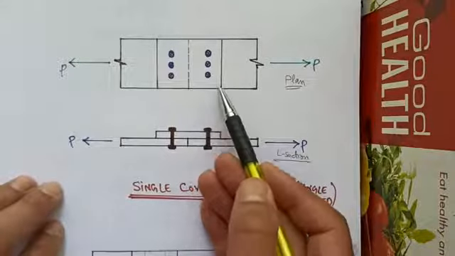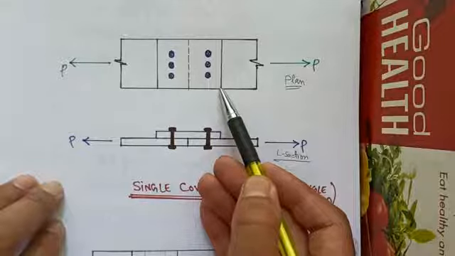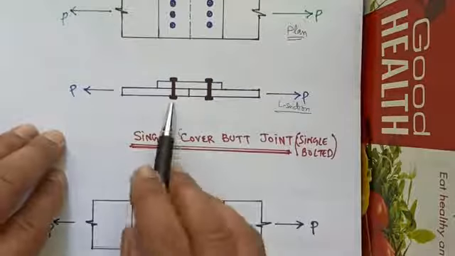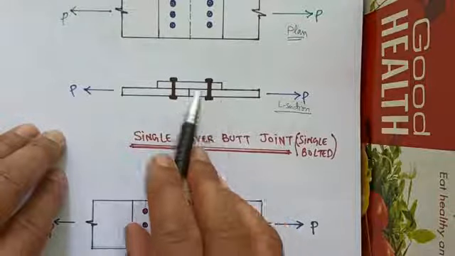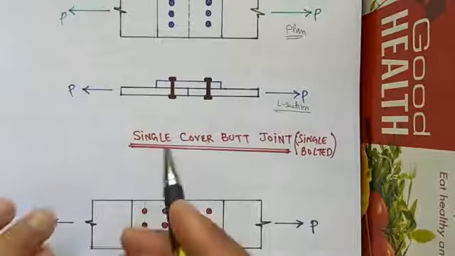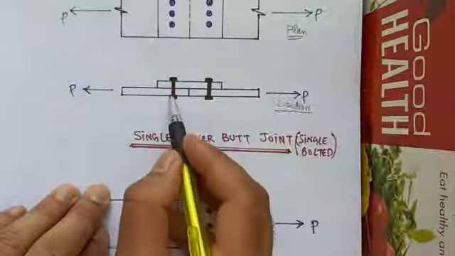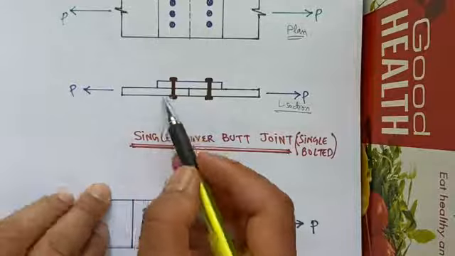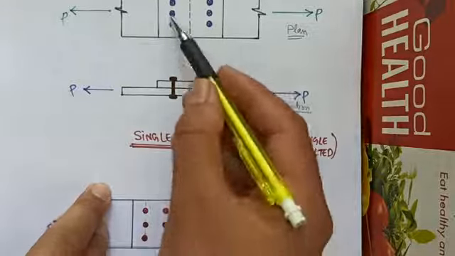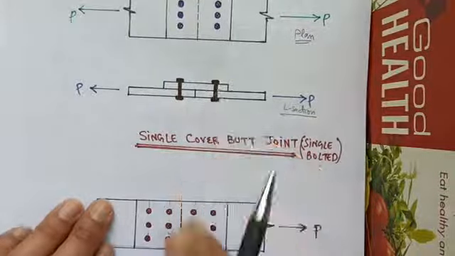This is the plan of the double cover single bolted butt joint, and this is the longitudinal section of the double cover single bolted butt joint. That is, if we cut a section along this direction, we will be able to see two plates that are joined by bolts. There's one line of bolts and we have another line of bolts.